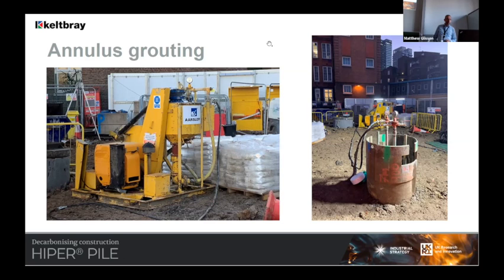Are all versions of Hyperpile equipped with sensors and strain gauges like the cast in situ? There can be, but again, it comes down to confidence. We spoke a lot about confidence in the ground engineering side of it. How much testing do you need to do? Do you need to instrument every single pile, or do you look at 5%, 10%? It's really every project's going to have its own merits.